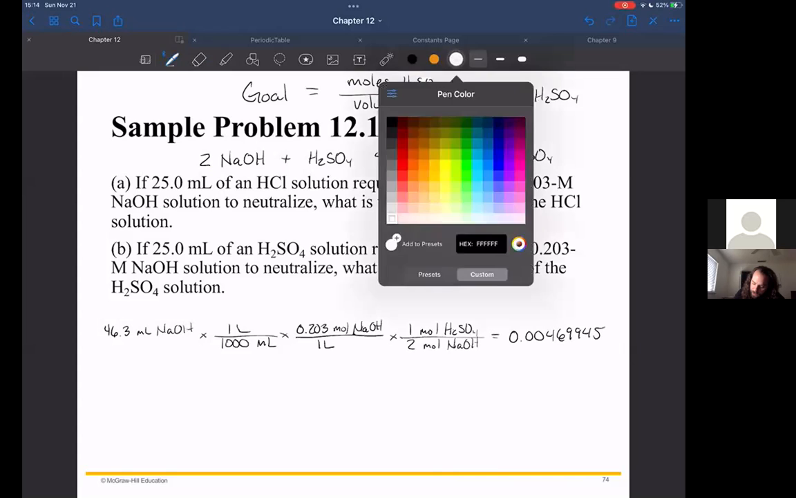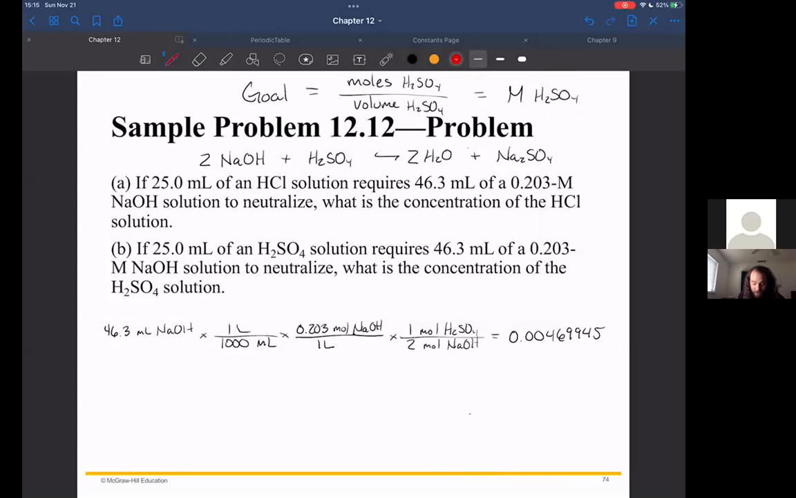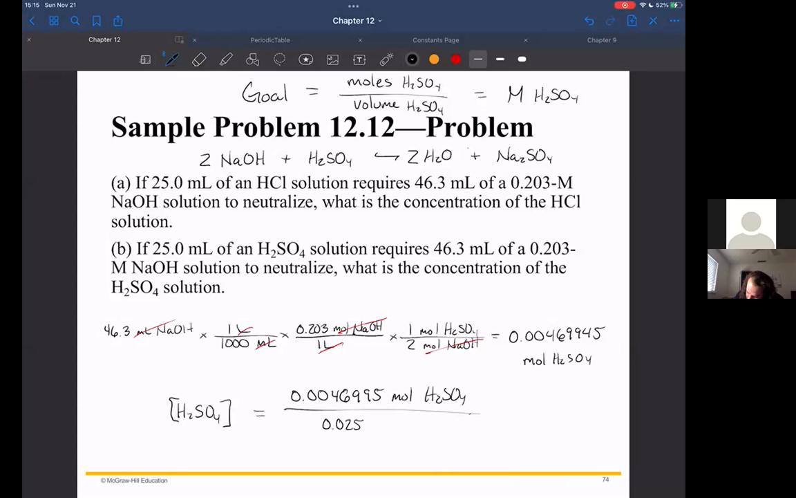Going back, paying attention to units, milliliters will cancel out, liters cancel out, moles of NaOH cancel out, and I'm left with moles H2SO4, which is what I want. But the ultimate goal here is to figure out the concentration of H2SO4. So I'm going to take that 0.0469995 moles H2SO4 and divide it by that initial volume, which is 0.250 liters. Again, I just converted from milliliters to liters in my head.